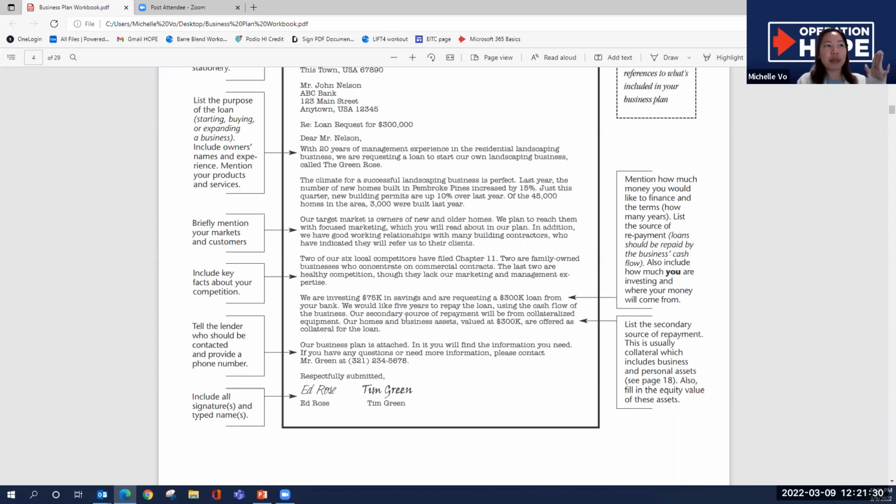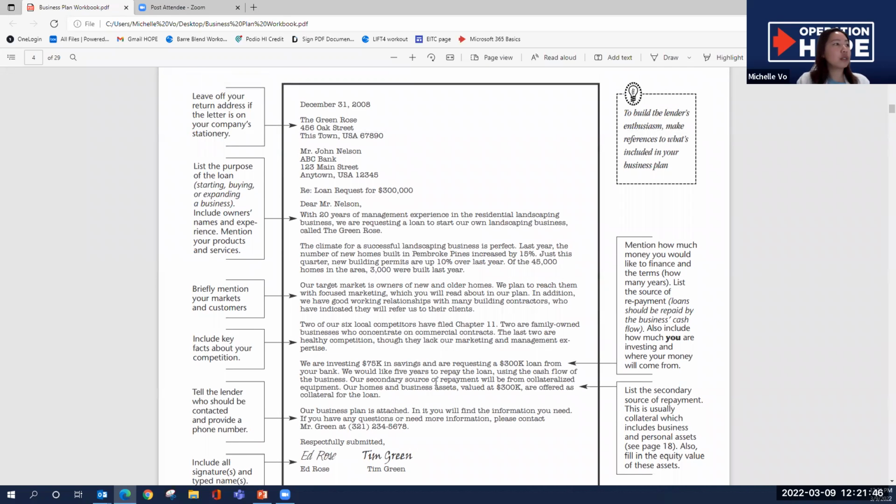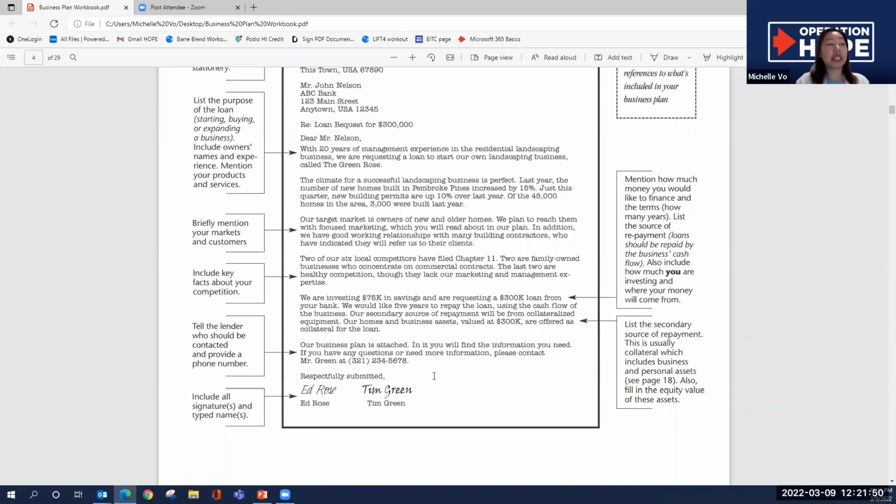So as you can see, they make it very clear in each section. At the end, you definitely need to include your contact information, how they're going to contact you, and of course your name and your signature. So this is one of the very clear examples that this workbook had that I really like.